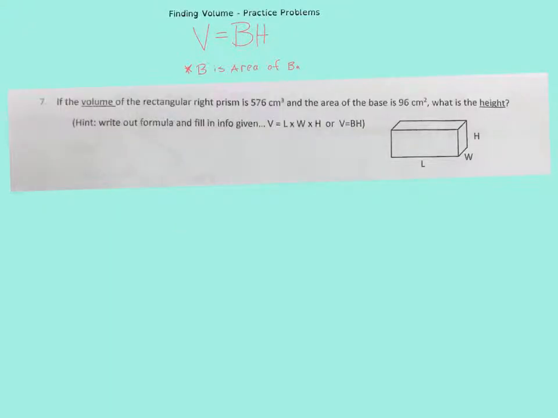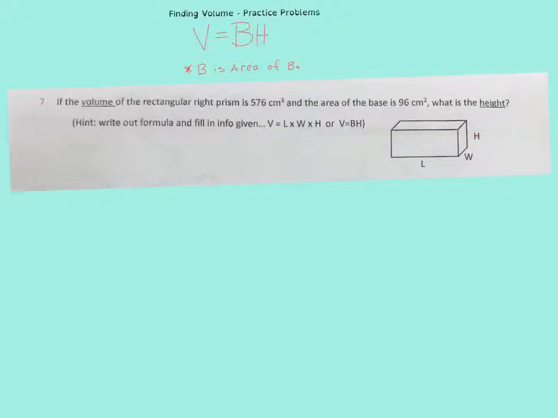All right, problems 7, 8, and 9 are very similar. So I'm going to do 7 for you and let you try 8 and 9. This problem says if the volume of the rectangular right prism, which is this, is 576 centimeters cubed, and the area of the base is 96, meaning length times width is the base, what is the height? Well, they're giving us the length times the width, and we don't know the height this time. So we kind of have to solve for the missing variable.